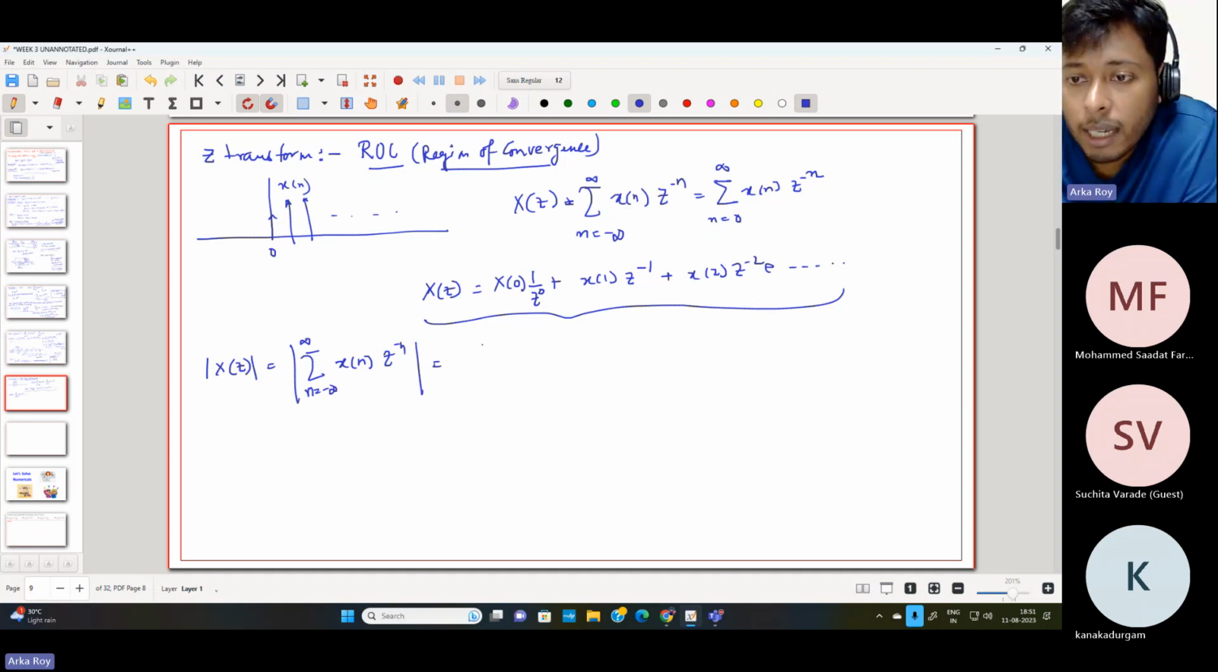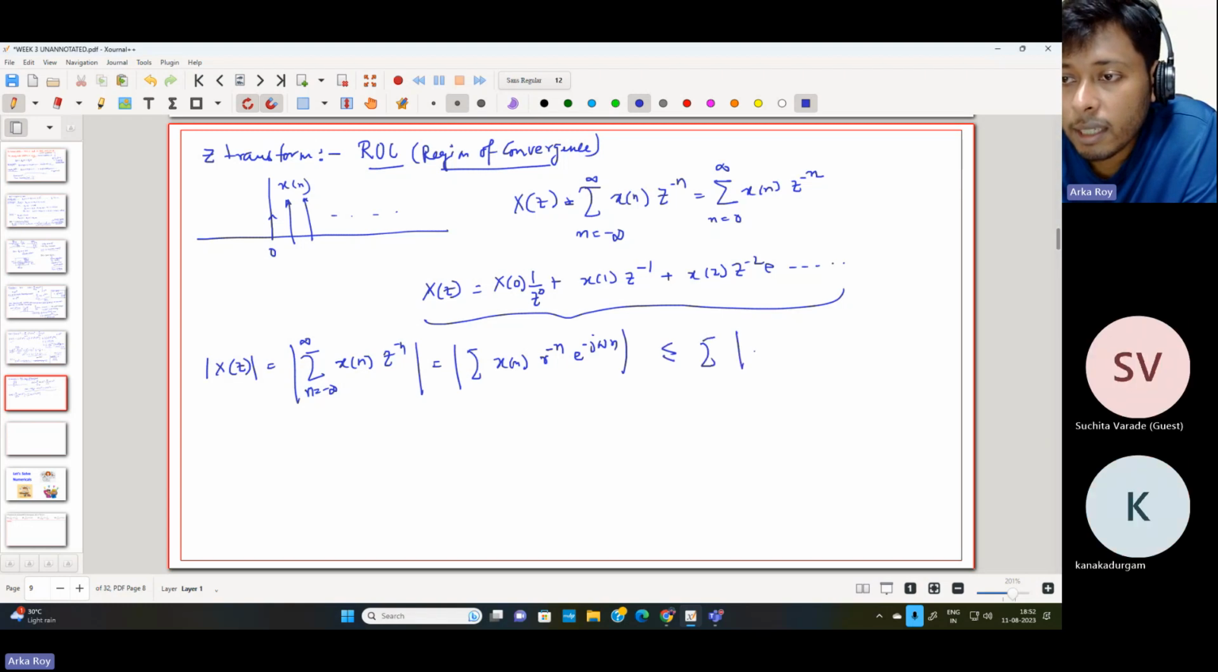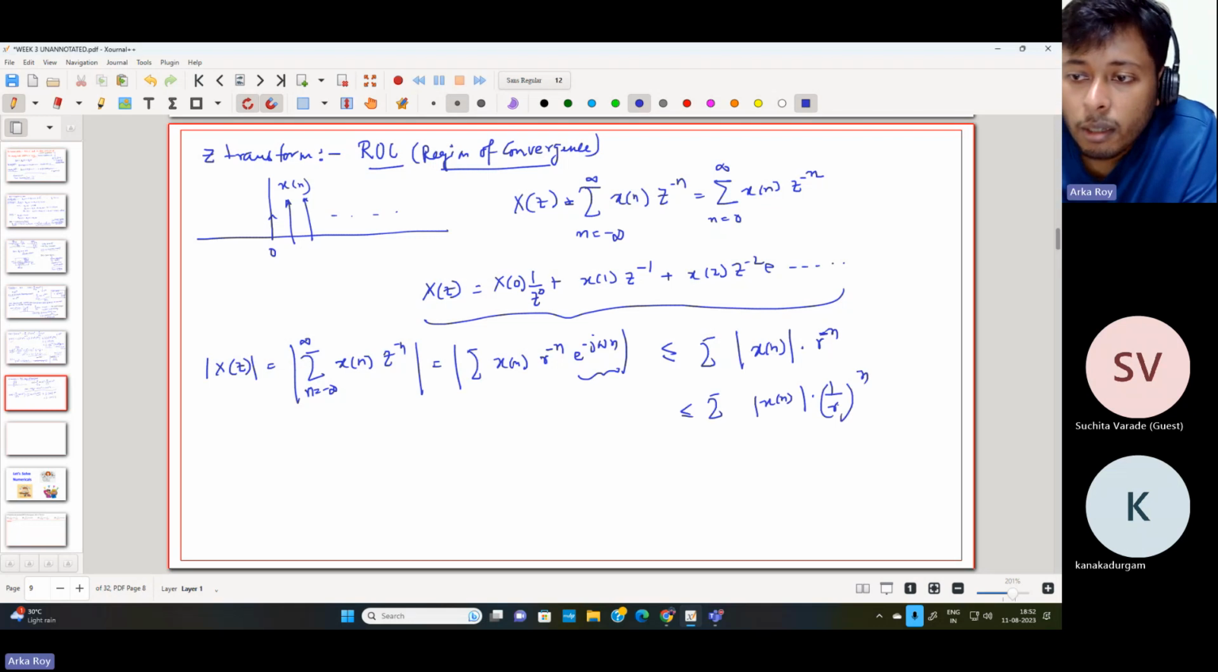And we have seen that I can write z to the power n as r to the power n, e to the power minus j omega n. Then there will be a mod, and I can write it like this: mod of x[n] multiplied with r to the power minus n, and e to the power minus j omega n. If we take the mod, that part will effectively reduce to 1. Now I can write this particular thing as x[n] times 1 by r to the power n.